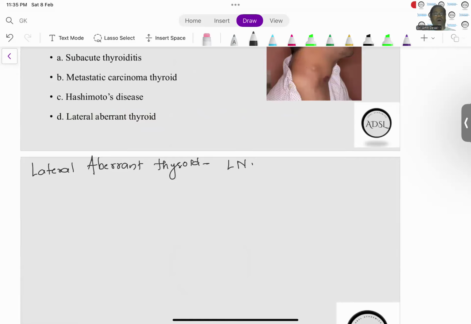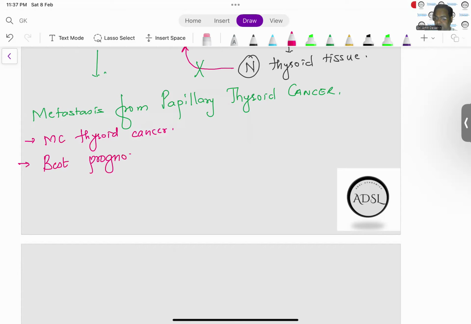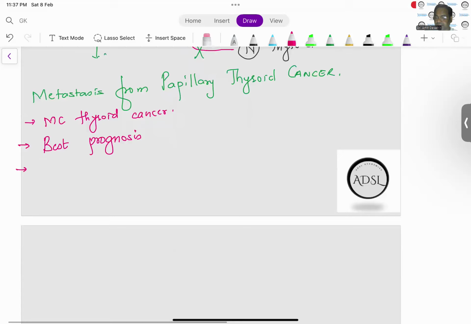Now, some points about papillary thyroid cancer. It is the most common type of thyroid cancer. It is that type of thyroid cancer which has the best prognosis. Now, how does it spread? The spread is by lymph nodes. And it is a multifocal type of cancer.